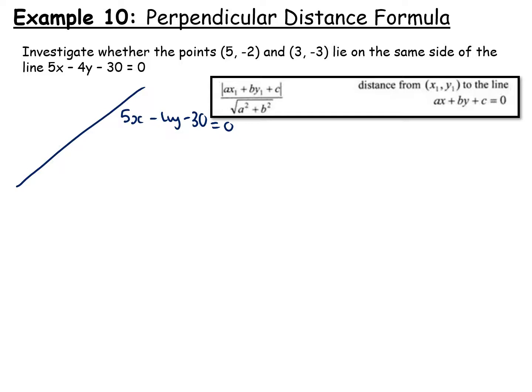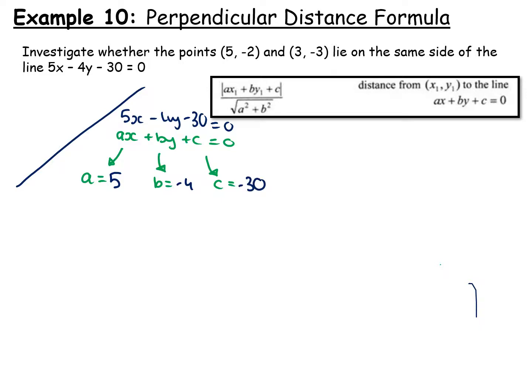Now, sometimes students prefer to do this in a more practical way and actually sketch, actually accurately draw that line, accurately plot the points and be able to figure it out that way. That's absolutely perfect. We're going to use the perpendicular distance formula to help us. So we're going to take ax plus by plus c as our line. That gives us a equals 5, b equals minus 4, and c equals minus 30.